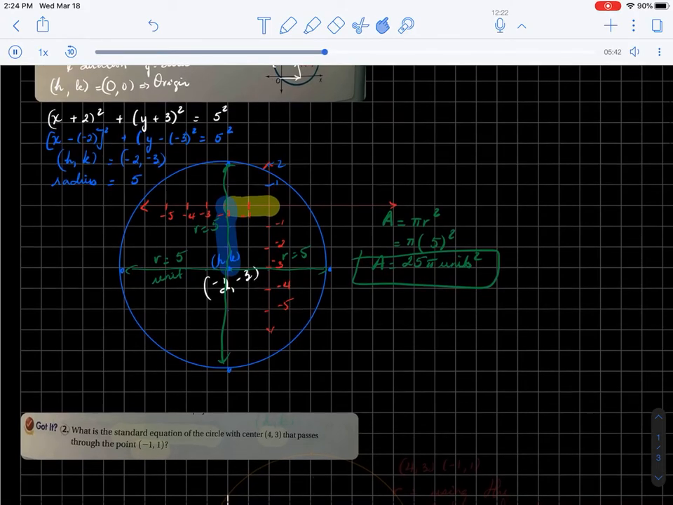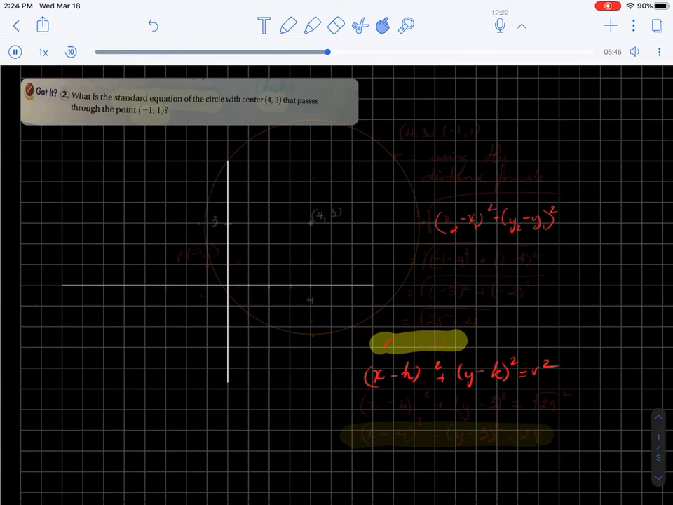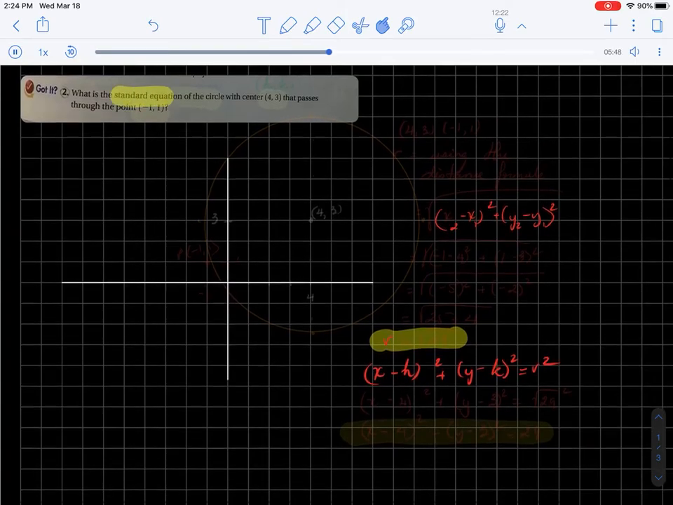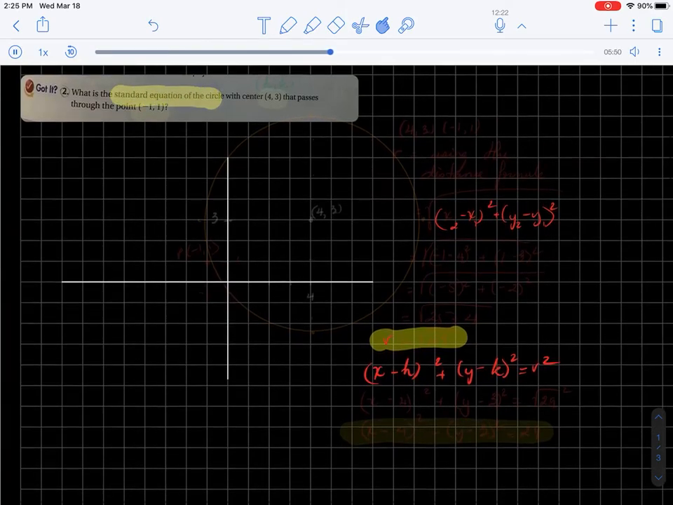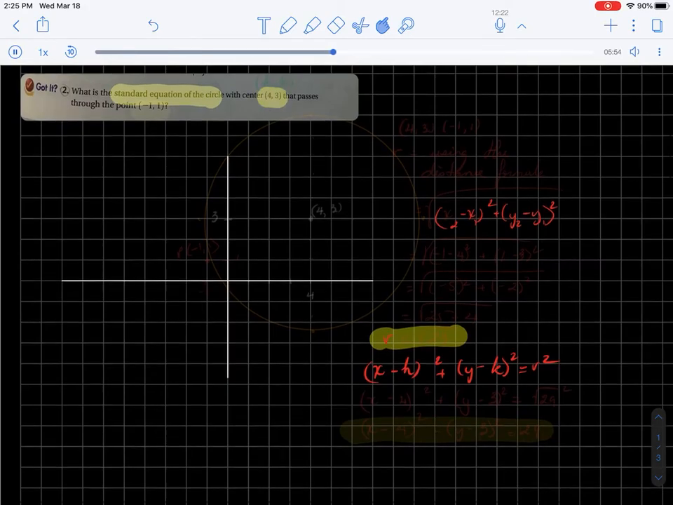Okay, here's the got it number 2. They ask you what is the standard equation, giving you the center, which is the h and the k, and then it needs to go through the point. Okay, the h and the k is right here, the central point.